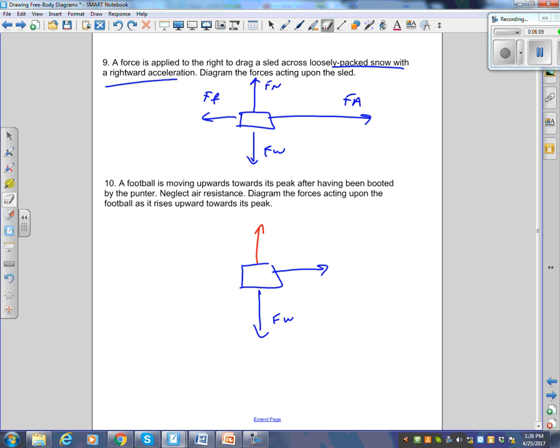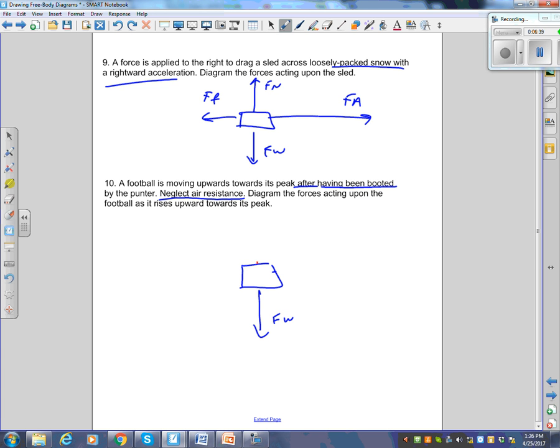All of that is wrong. You guys don't put an arrow on the side. Nope, that's it. What? There's no applied force? Neglect air resistance. A football is moving upwards towards peak after having been booted. Once it's left my foot, there's no force. What force is on it?